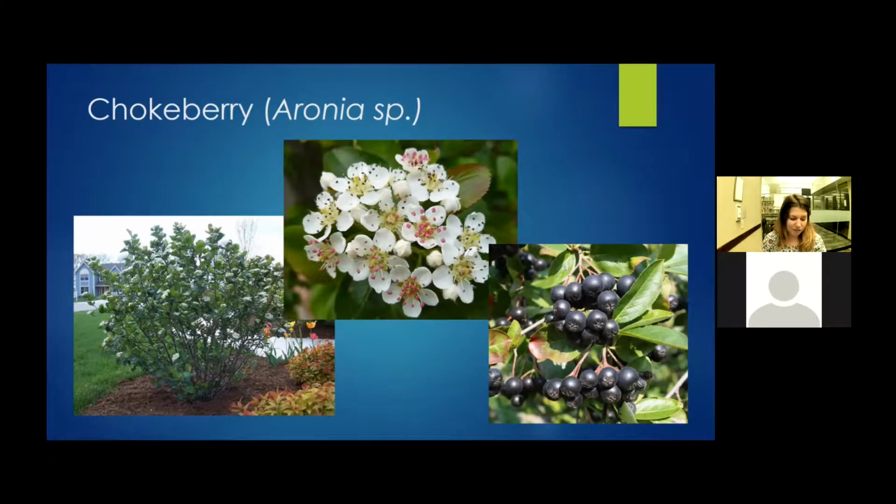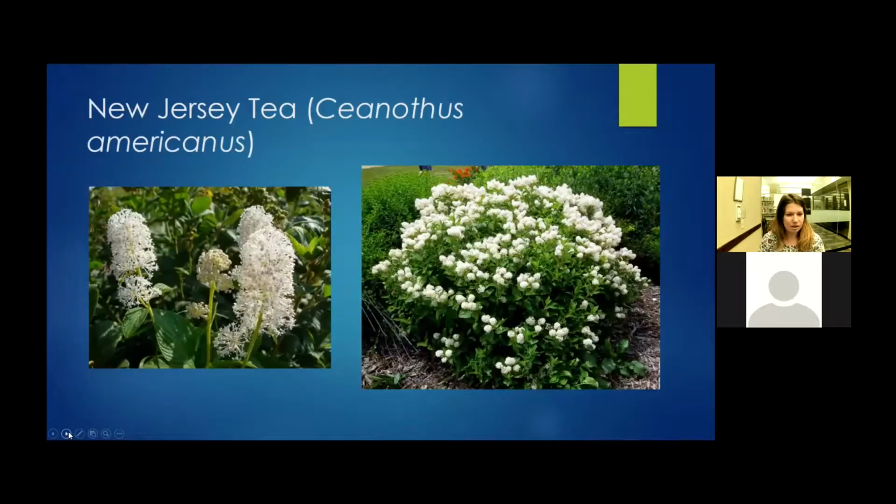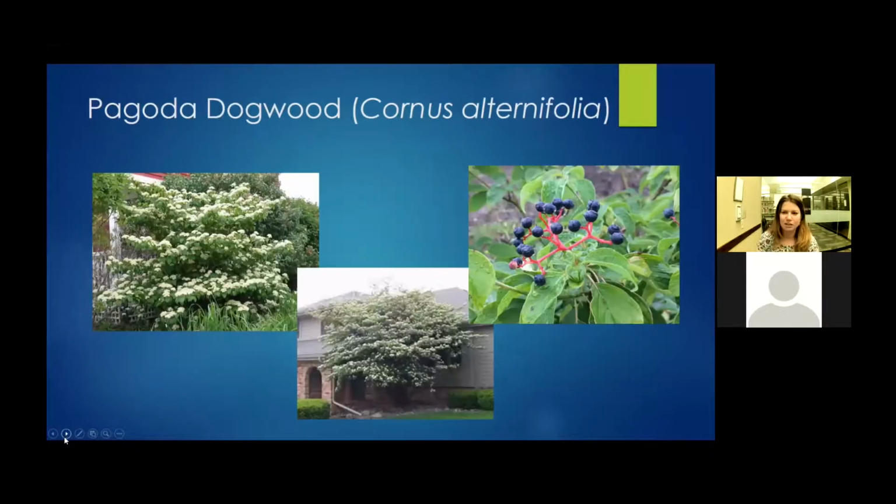They're about 3 to 10 feet tall, depending on what species you get, and they hold up to drought once established. New Jersey tea has fragrant white flowers, attracts butterflies and hummingbirds, has yellow twigs in the winter, and can withstand drought as well. This one is also a nitrogen fixer, so it can help provide nutrients to your soil, especially if they're poor. That might be a good thing.